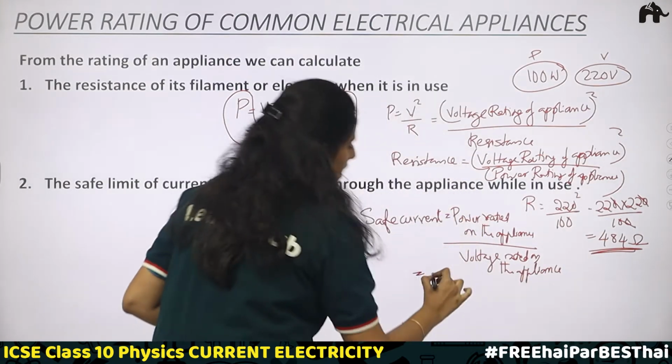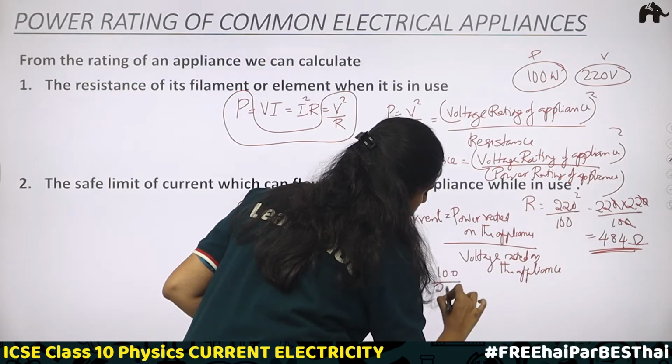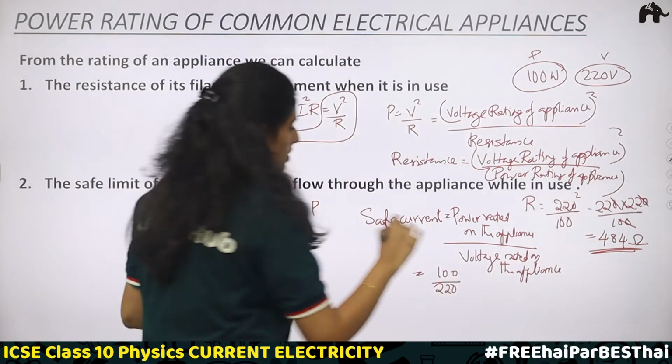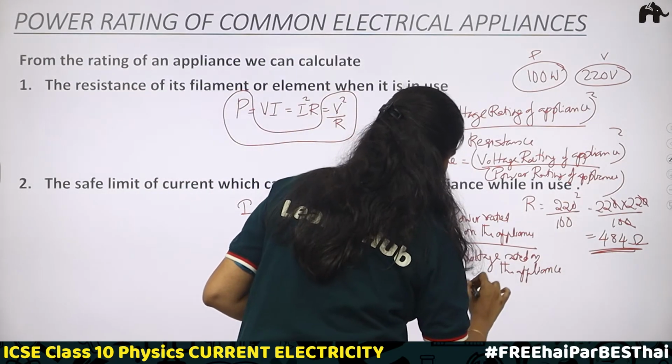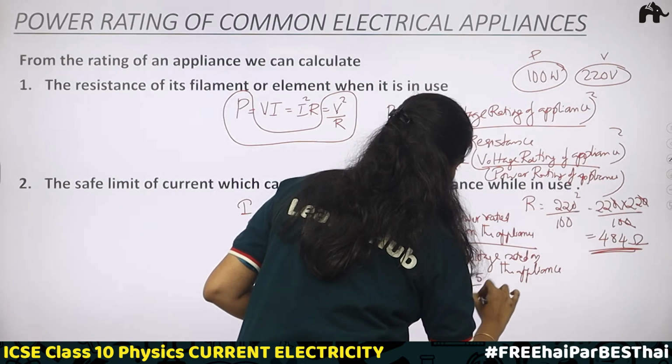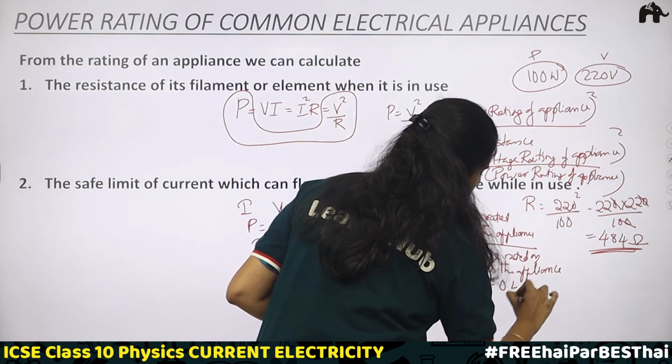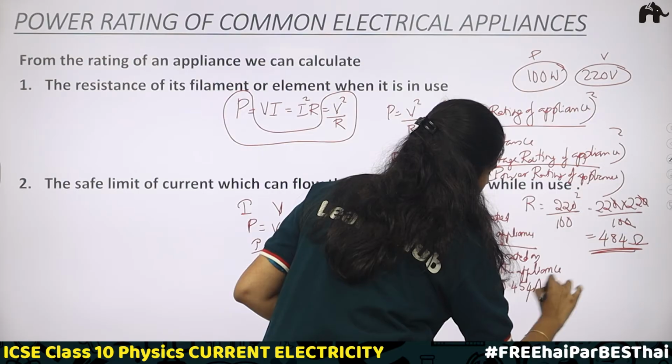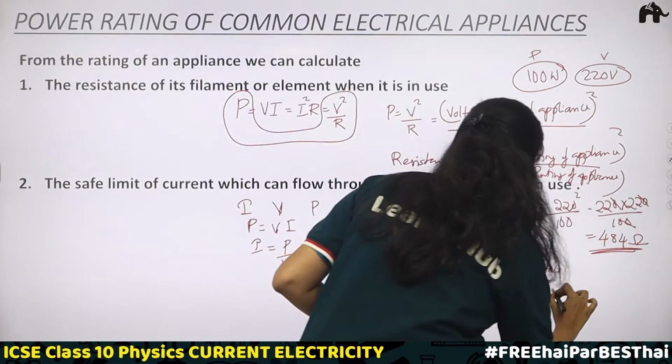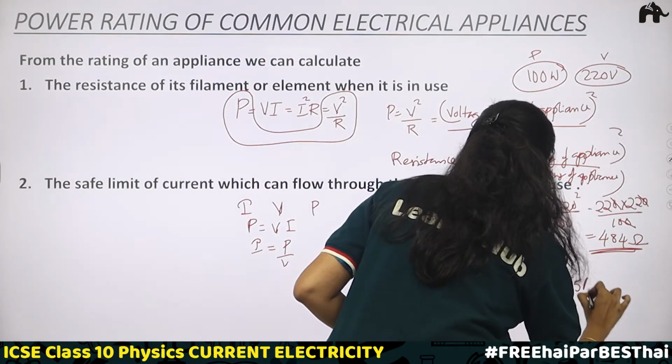Okay, here in this case, 100 divided by 220. What is 100 by 220? When you calculate, you will get 5 divided by 11, which is equal to 0.454 ampere something. When you round it, you will get approximately 0.5 ampere.